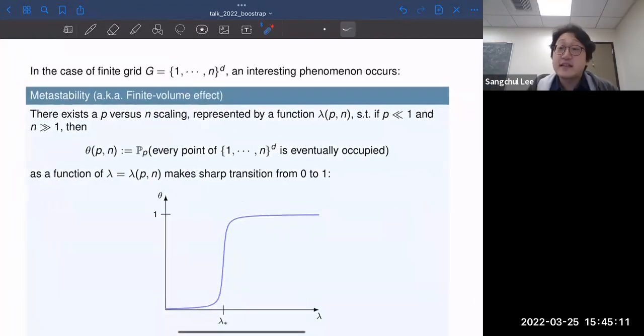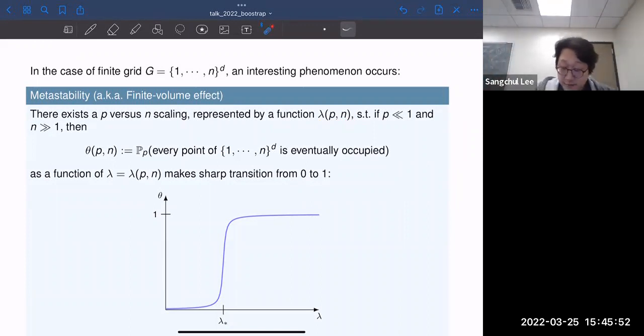So if you instead look at the finite grid, say the d-dimensional hypercubic grid of side length n, then there's some interesting phenomenon that occurs, in the sense that there exists a p versus n scaling relation, which I'm going to represent by a function of both p and n, such that if p is sufficiently small and the size n is sufficiently large, then the probability that every point in that grid is eventually occupied, as a function of this scaling relation, makes a sharp transition from 0 to 1.